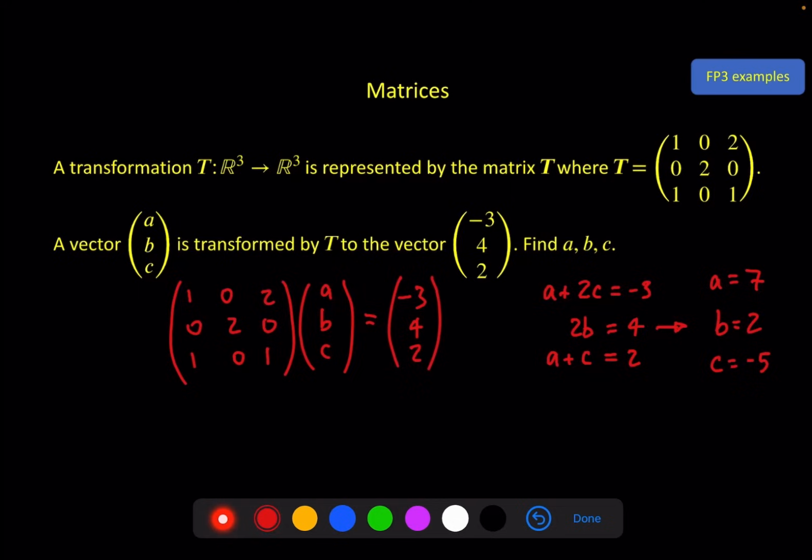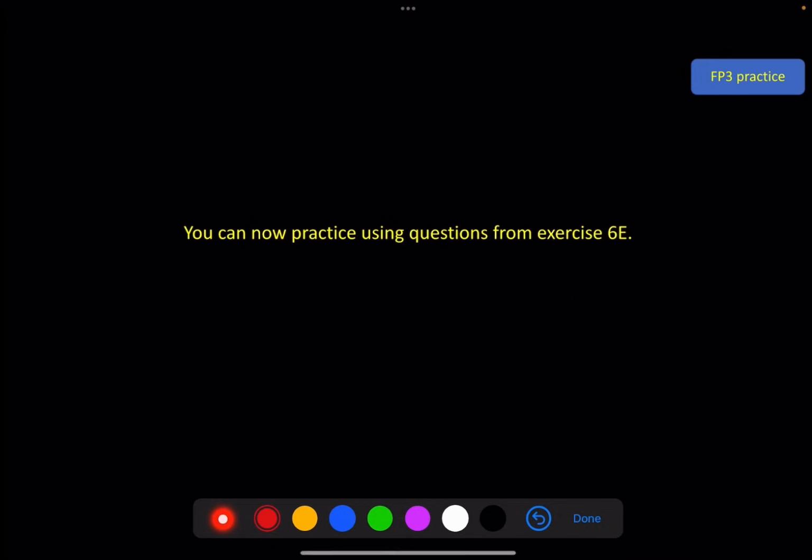And we've answered it fairly quickly without too much work, and certainly with less work than finding the inverse matrix of T. But whichever method is easier for a given question, simultaneous equations or the inverse matrix are your 2 options. And you can practice both of those ideas using exercise 6e.